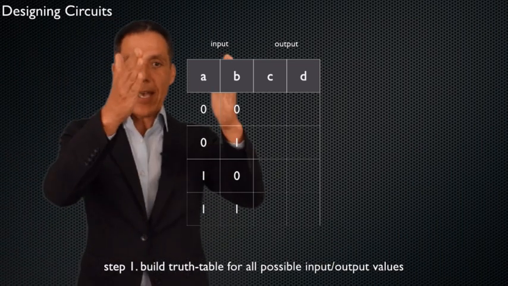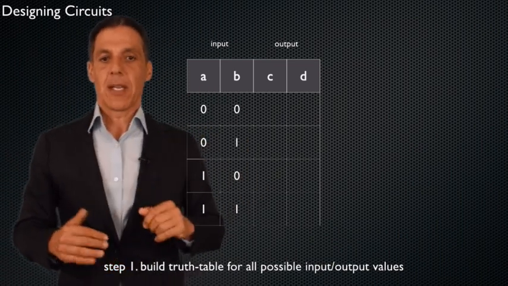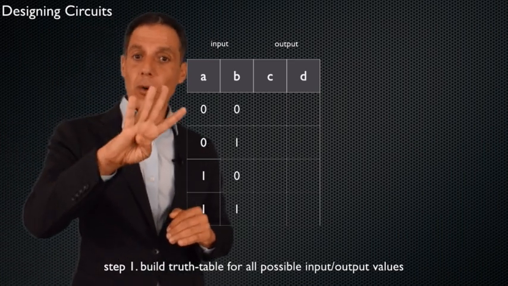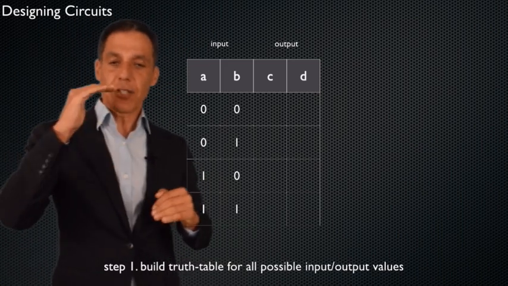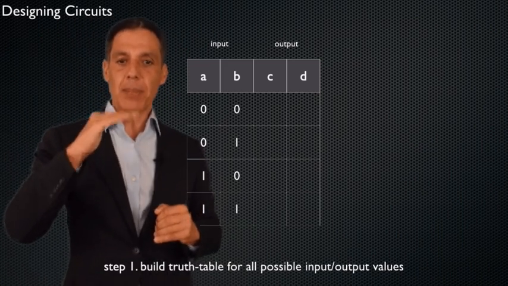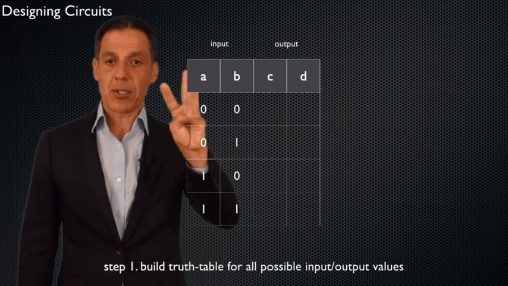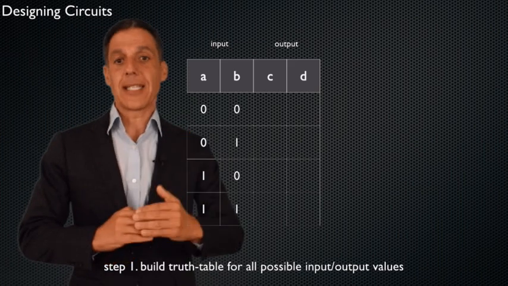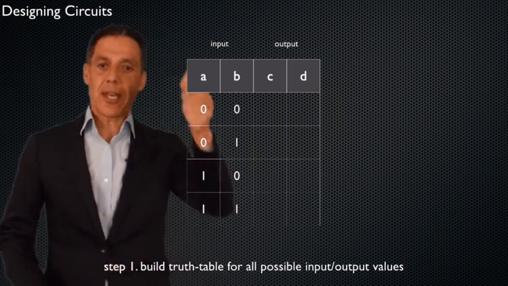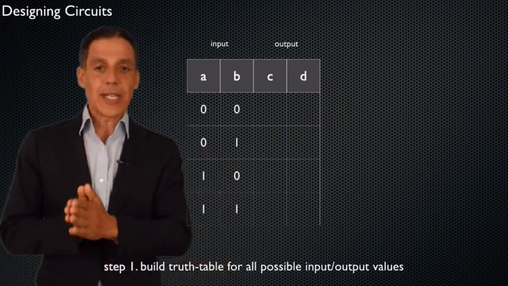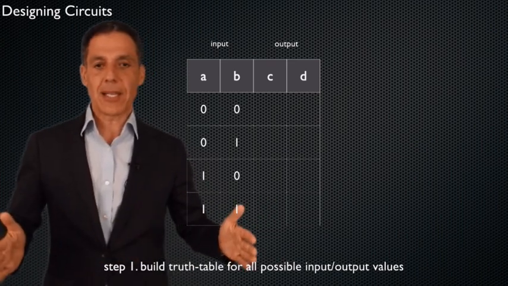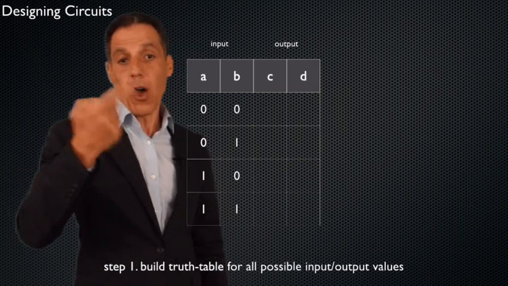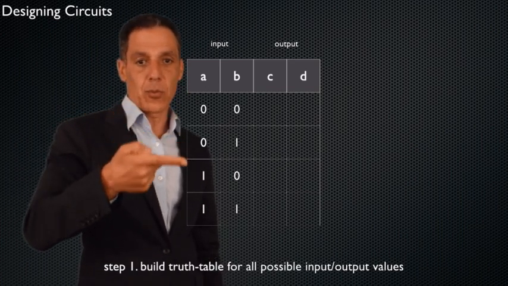If I have 2 inputs, A and B, my truth table must have 2 to the 2, 4 possible rows. So I have to enumerate every possible pair of inputs. If I have 3 inputs, I need 8 rows. If I have 4 inputs, I need 16 rows. I need 2 to the n rows because I have to enumerate every possible input. Nothing can be left out. So if I have 2 inputs A and B, I know what all the possibilities are: 0 0, 0 1, 1 0, 1 1.